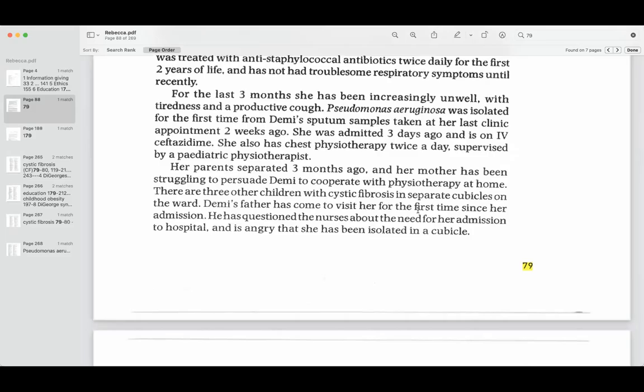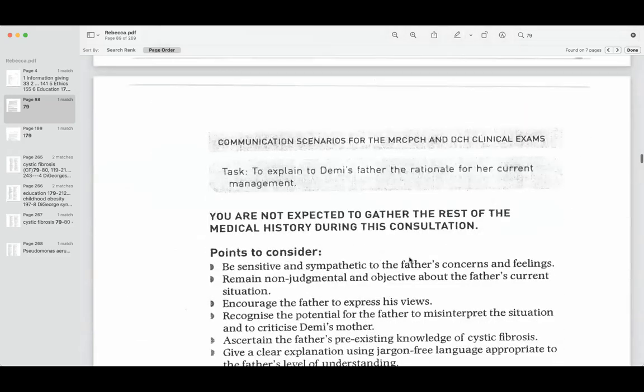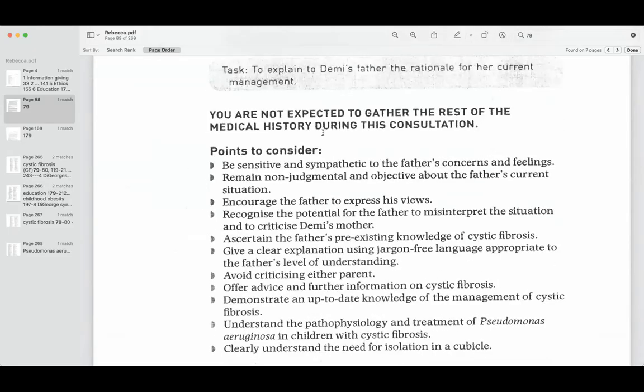There are 3 other children with cystic fibrosis in separate cubicles on the ward. Demi's father has come to visit her for the first time since her admission. He has questioned the nurses about the need for her admission to the hospital and is angry that she has been isolated in a cubicle. Explain to Demi's father the rationale for her current management. You are not expected to gather the rest of the medical history during the consultation. Points to consider: be sensitive and sympathetic to the father's concerns and feelings. Remain non-judgmental and objective of the father's current situation.